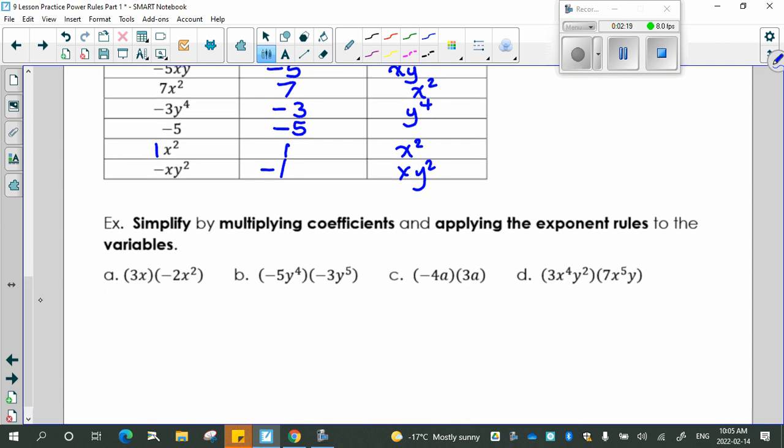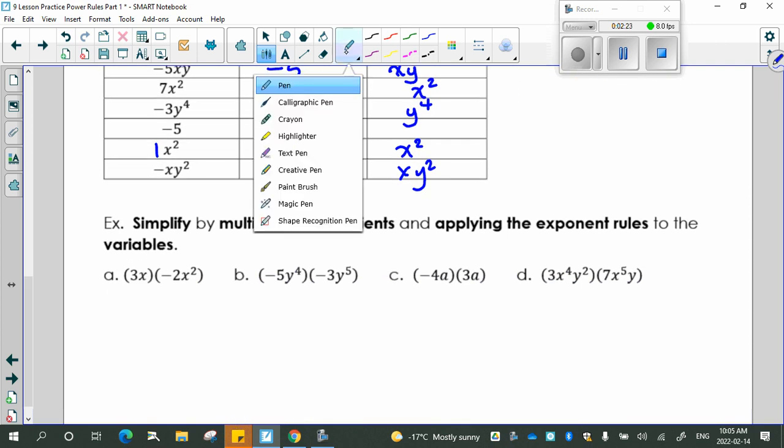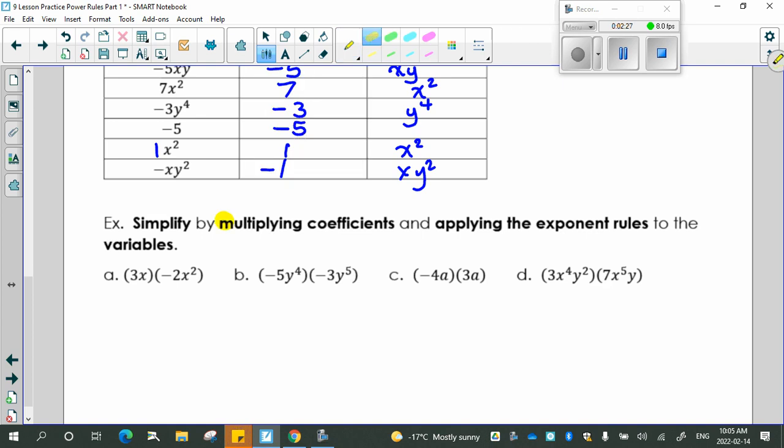Okay? So numerical coefficient, variable part. Okay, so simplify by multiplying the coefficients. So we want to multiply the coefficients. And we're simplifying here and applying the exponent rules to the variables. So when you multiply algebraic terms together, you multiply the coefficients, the number parts, and then you use power rules to multiply the variables. Okay, there's a lot going on in a question like this.